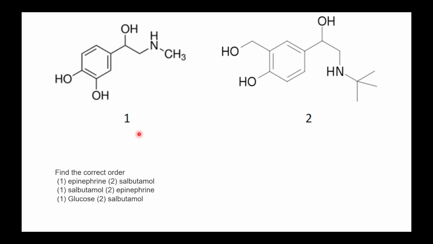When your sympathetic nervous system gets activated, it acts on the beta 2 adrenergic receptor and releases epinephrine. So what does epinephrine do? It binds to the beta 2 adrenergic receptor present on the smooth muscles situated on the bronchioles.